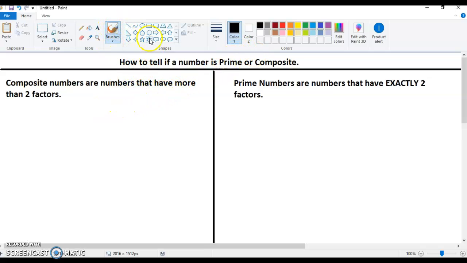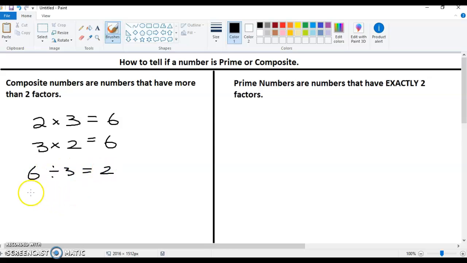Let's look at a fact family first. That might help kind of clarify things. So let's take 2 times 3, 3 times 2. We know that 2 times 3 is 6, 3 times 2 is 6. Now, if you start with 6, you can divide by 3 and you'll get 2, and 6 divided by 2 and you'll get 3. Also, I forgot, you could also do 1 times 6, right? That also equals 6. And then you can do 6 divided by 1, that'll equal 6.